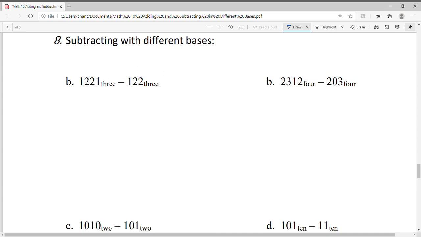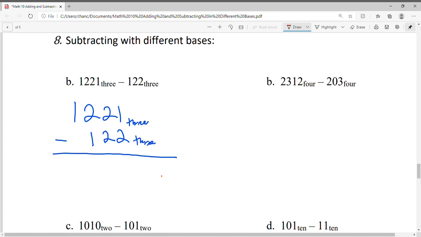So let's do it together now. We have 1, 2, 2, 1, base 3, and I'm going to subtract 1, 2, 2, base 3. Do it. 2 cannot be subtracted from 1. We'll have to borrow. This becomes a 1. I need to add an additional 3 to this 1, so that becomes a 4. Remember, we're borrowing a 3 since this is base 3. Now I can subtract 4 minus 2 gives me a 2.